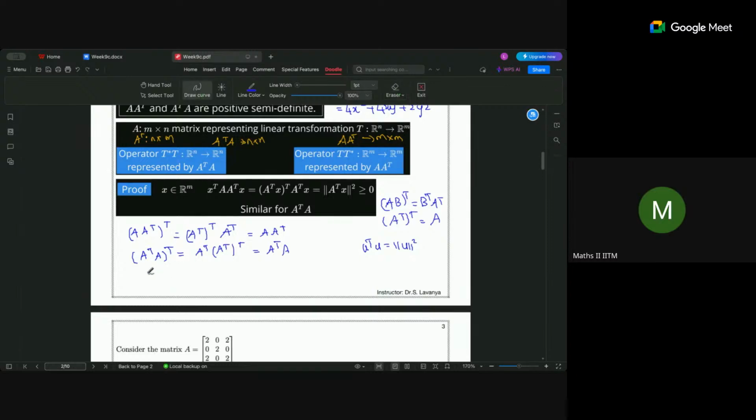Yeah, for A transpose A, your X should be from which space? Here for A transpose, X is from Rm. For A transpose A, the size is given here. So what should be your X? X should be a vector from? Rn. Yes.